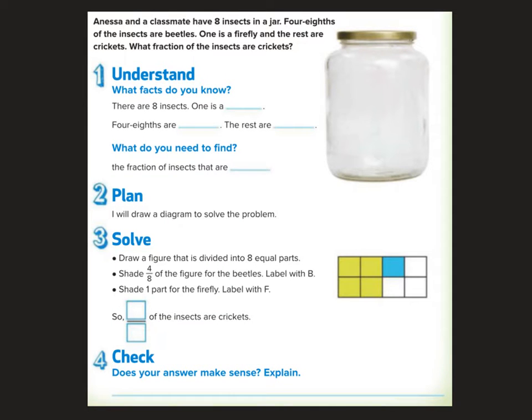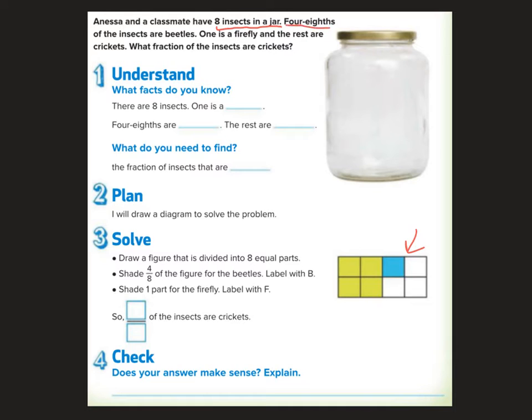Anissa and a classmate have 8 insects in a jar. 4/8 of the insects are beetles, 1 is a firefly, and the rest are crickets. What fraction of the insects are crickets? So, here's our key word here, guys. We know there's 8 insects in the jar. So, if you look ahead, down here, we've got a nice model with 8 options in it. Look how nice that is.